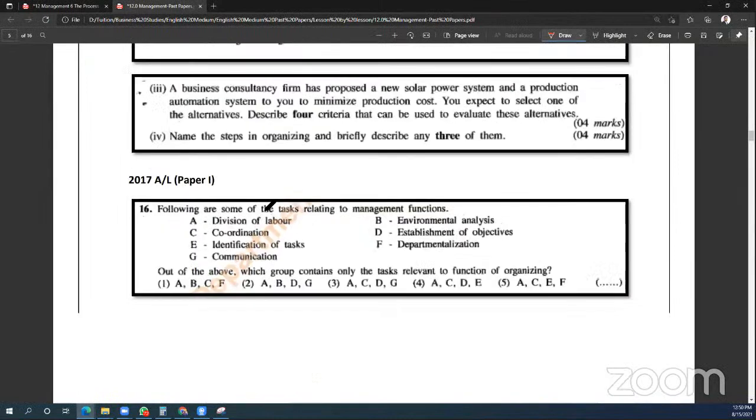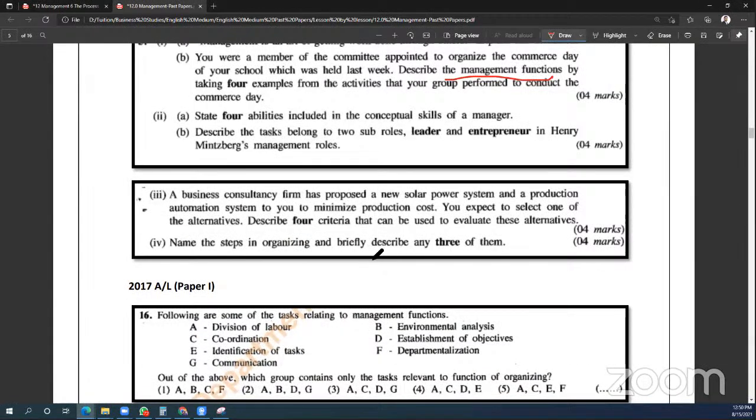A business consulting firm has proposed a new solar power system and a production automation system to minimize the production cost.